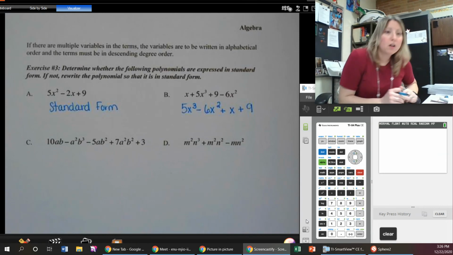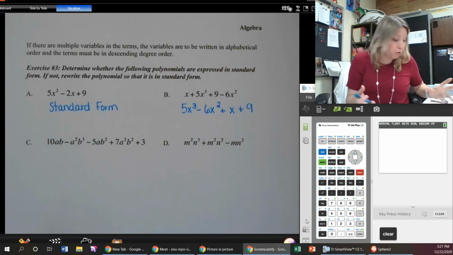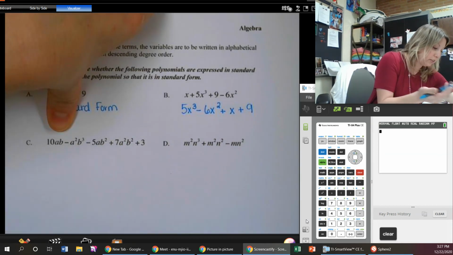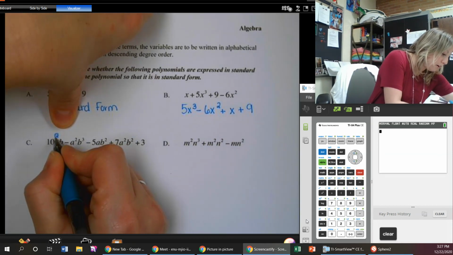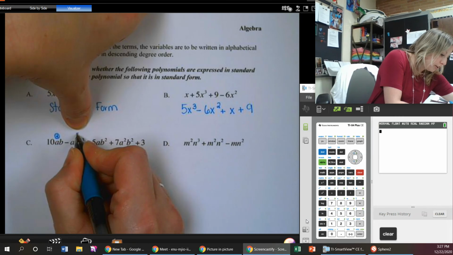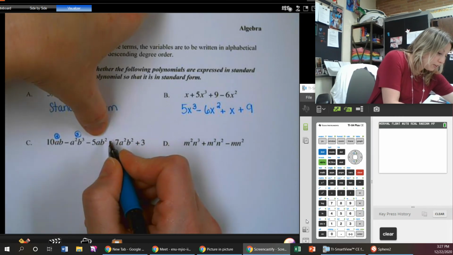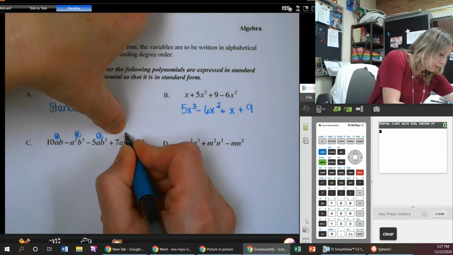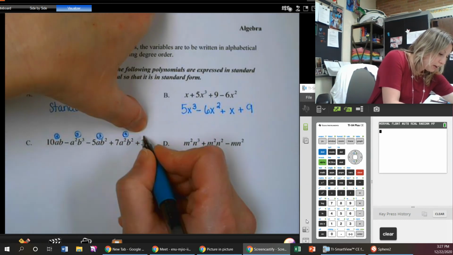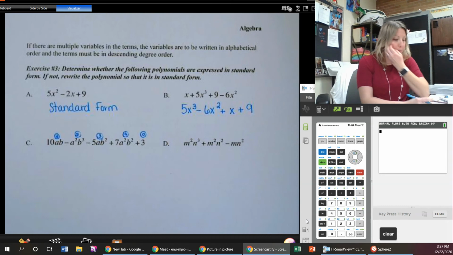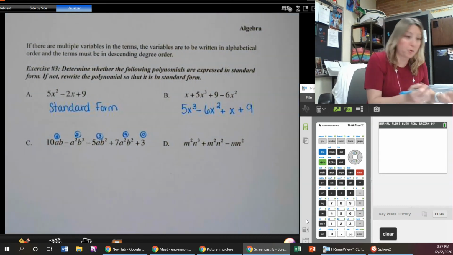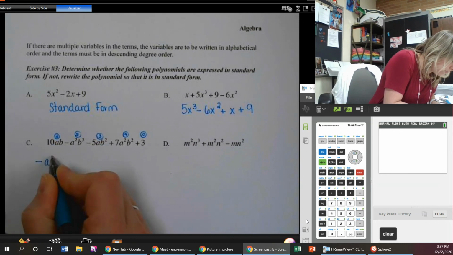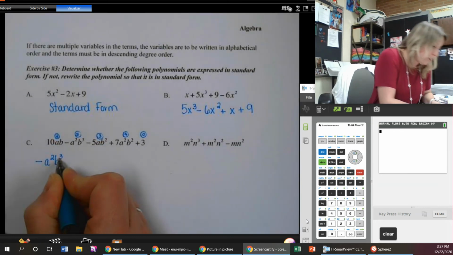Oh boy. C has 2 variables involved, right? So let's figure out each of the degrees first, and then we'll put in standard form. So this is a 2nd degree right here. This is a 5th degree right here. This is a 3rd degree. This is a 4th degree. And this is a 0th degree. Okay, so now let's put them in order, starting with the 5th degree term. And yes, this is a 5th degree polynomial.